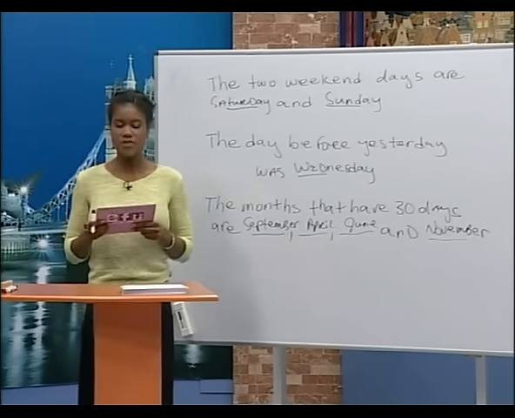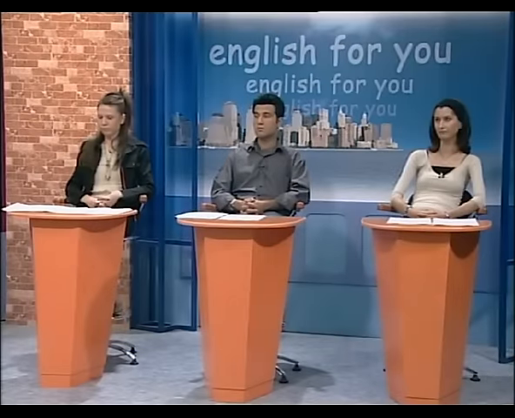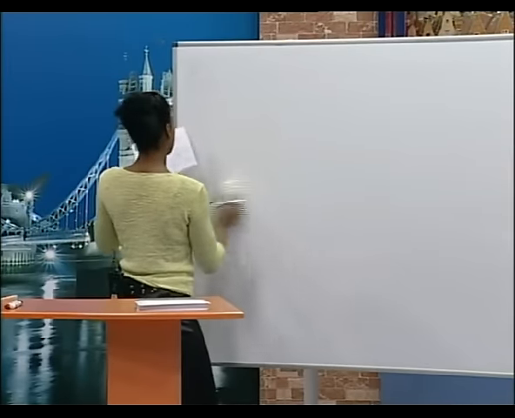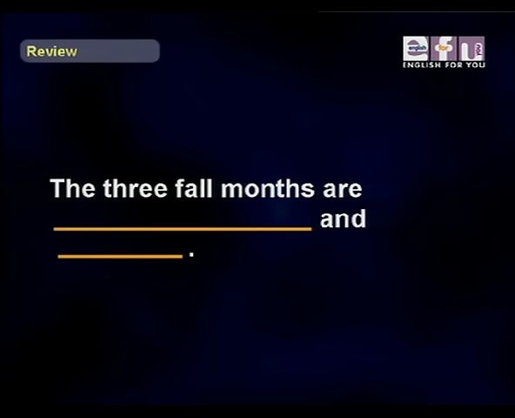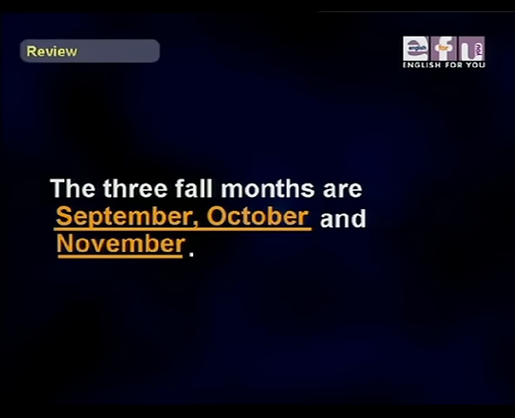Let's do an exercise using the seasons of the year. Okay, Anna will start, but her example won't be quite as difficult as Alberto's. Okay, Anna, the three fall months are which ones? The three fall months are September, October, and November. Very good. So the three fall months are September, October, and November.